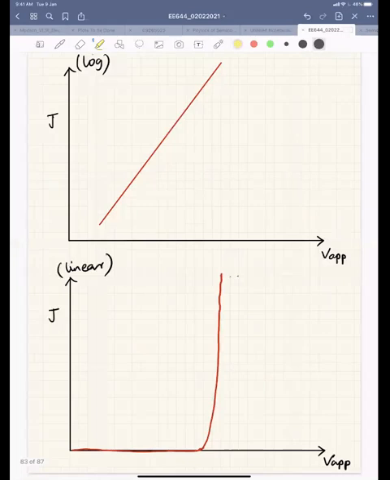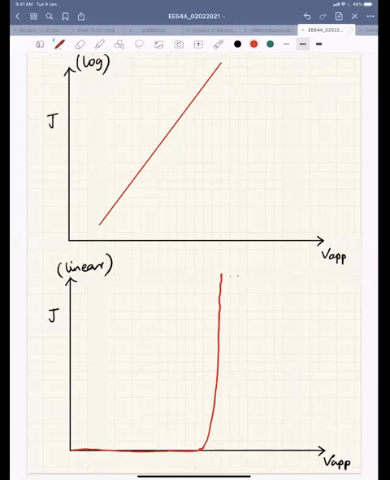Now if I plot the IV characteristic of a diode, I think in the microelectronics lab you will do some PN junction measurement. For a diode, if I plot current as a function of applied voltage in a log plot, I'll have a straight line, because your current depends exponentially on the applied voltage.